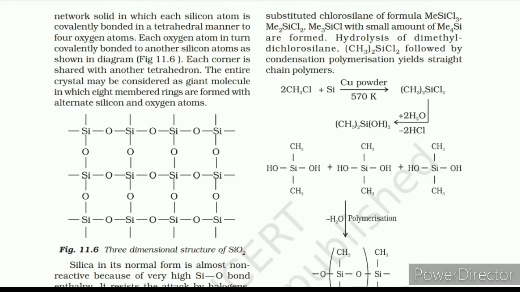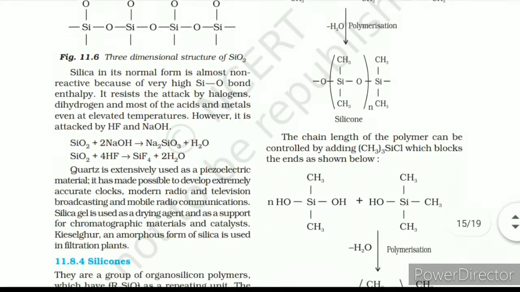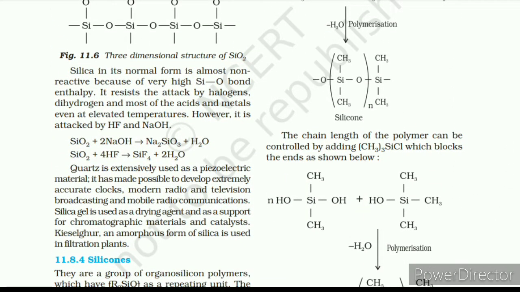It resists the attack by halogens, dihydrogen, and most acids and metals even at elevated temperatures. However, it is attacked by HF and NaOH. Quartz is extensively used as a piezoelectric material. It has made it possible to develop extremely accurate clocks, modern radio and television broadcasting, and mobile radio communication. Silica gel is used as a drying agent and as a support for chromatographic materials and catalysts. Kieselguhr, an amorphous form of silica, is used in filtration plants.